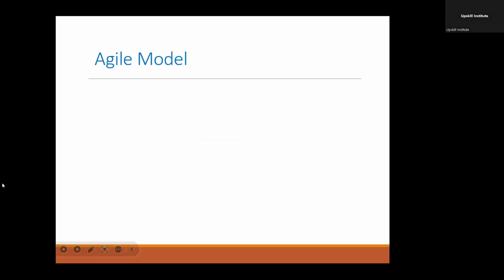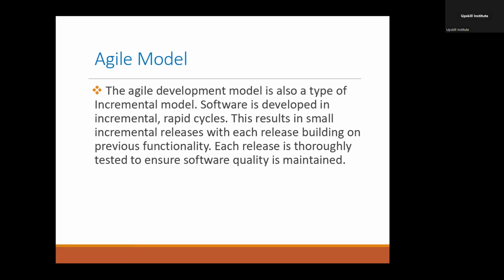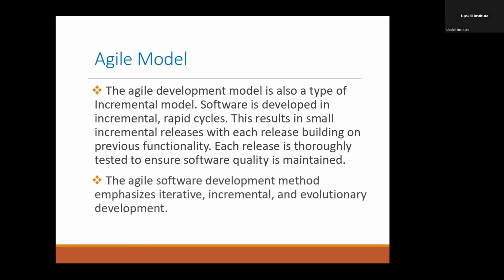So let's try to define it. The agile development model is also a type of incremental model. Software is developed in incremental rapid cycles. This results in small incremental releases, with each release building on previous functionality. Each release is thoroughly tested to ensure software quality is maintained. So the main motto is to maintain the software quality. This agile method emphasizes iterative, incremental, and evolutionary development.